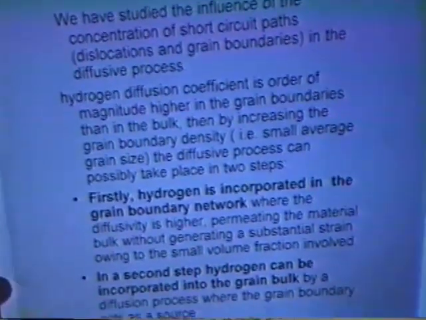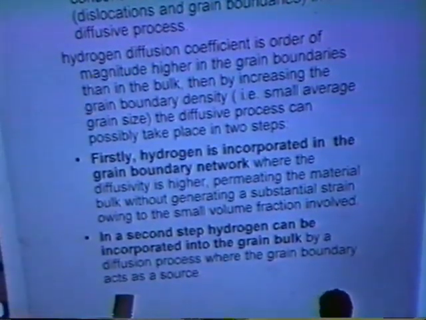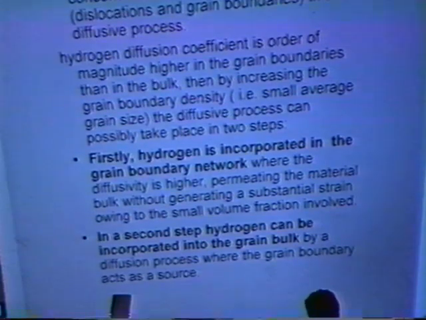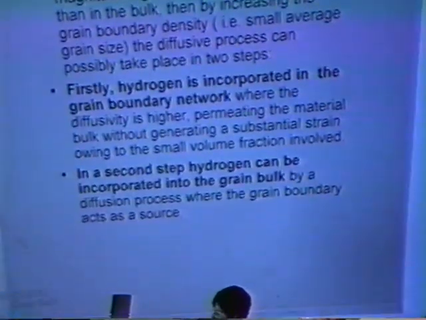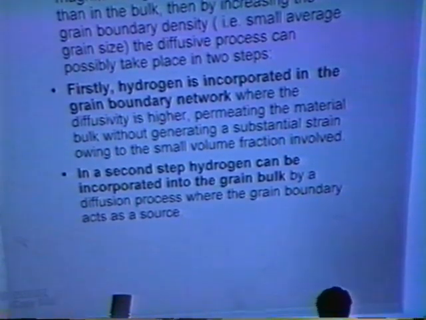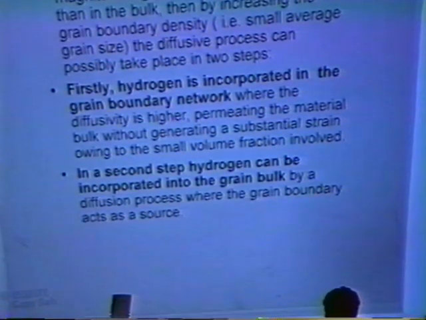We imagine the process going on in two different steps. Firstly, hydrogen is incorporated in a grain boundary network where the diffusivity is higher. It permeates the material without generating a big stress. In the second step, it's incorporated into the grain bulk. The diffusion in the boundary acts like a source. What we thought is that if the volume is small, the energy associated with the elastic field is small, because it's proportional to the volume. But what we found is not exactly what we expected.